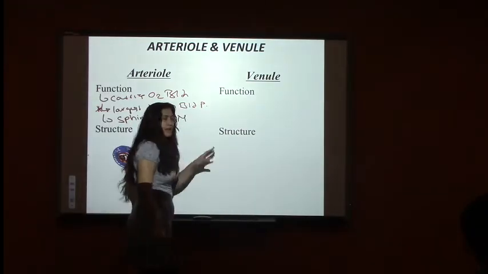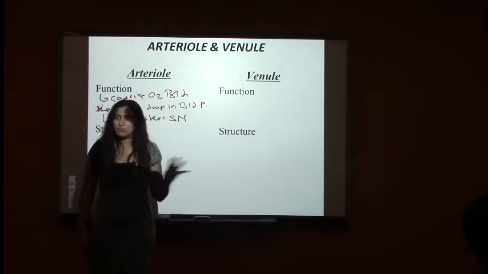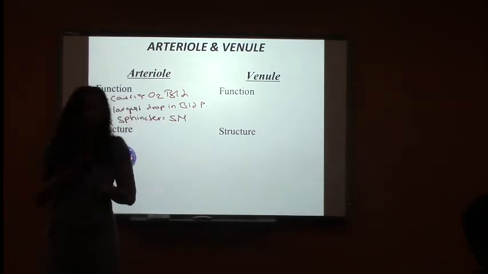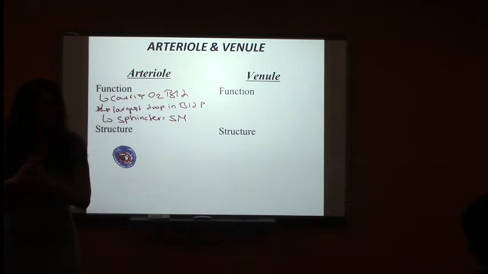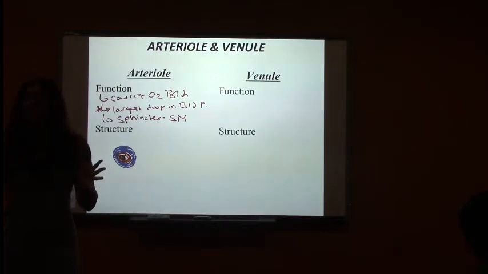It has the same exact structure of a vein. So I'm not going to draw it. It has the same exact structure of a vein, but everything is just smaller proportionally. Okay? If our vein was this big, our venule is this big, but all of its layers are exactly the same, just smaller in proportion.